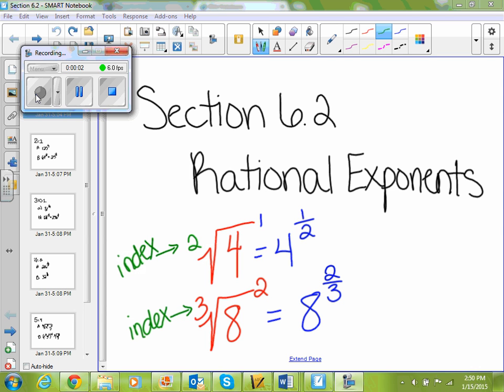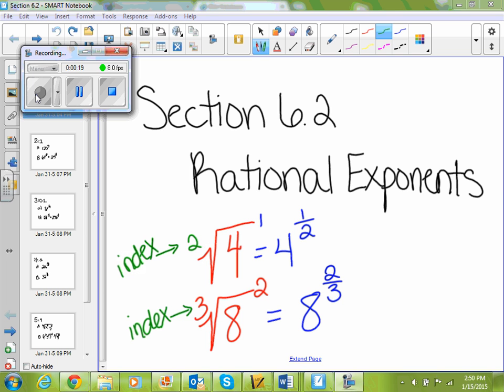Alright, so the last 2 days we looked at integer exponents. Today we're looking at rational exponents, and rational means fraction. So we're looking at fractional exponents. Okay, so if I look at 4 to the 1/2, since 1/2 is a fraction, this is a fractional exponent.